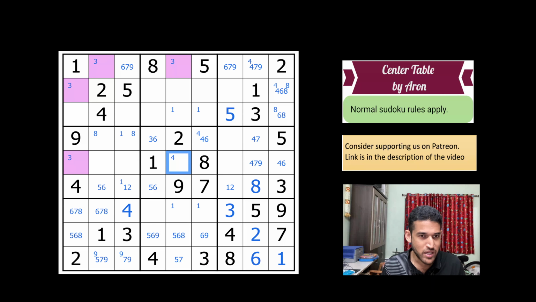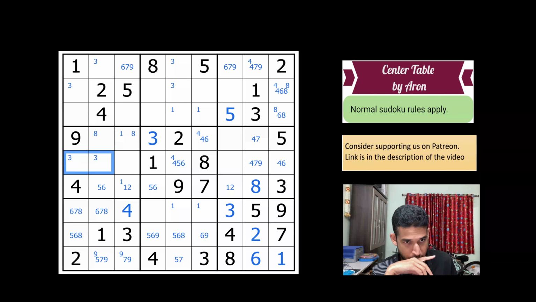Now what does it do? 3 had originally only 2 options in box 5, and because I removed 3 from this cell, now 3 has only 1 cell left. Excellent, right? So this becomes 4, 5, 6. Now let's continue, and I'm going to remove these pink cells, which have served their purpose. So 3, 3, 3 goes here. All right. I got a 3 here, so 3 goes here. Excellent. Right. Let's continue now.